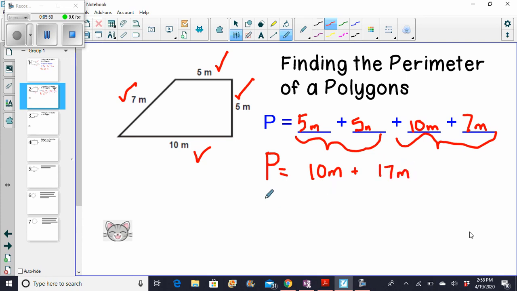Now I'm adding 10 plus 17. And 10 plus 17 is, I hope you got it right, 27 meters. So the perimeter of this quadrilateral is 27 meters.